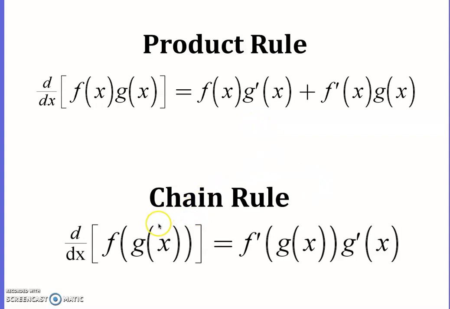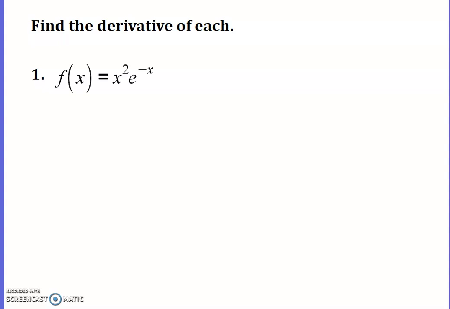We use the chain rule when we have a function inside of another function. So I first do the derivative of the outside function, leaving that inside function, the g of x function, as it is. Then I take the derivative of that function on the inside and multiply it. So let's start with the product rule one.